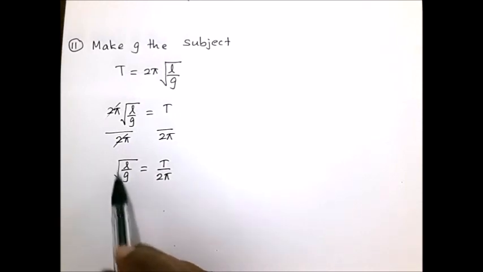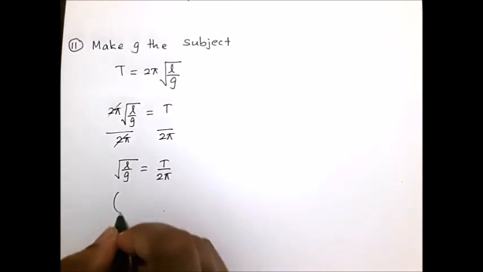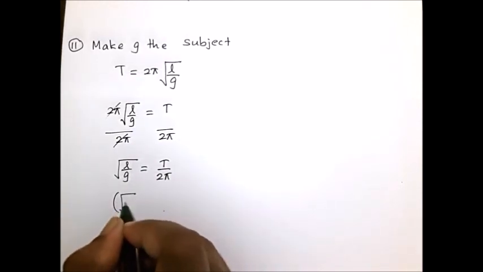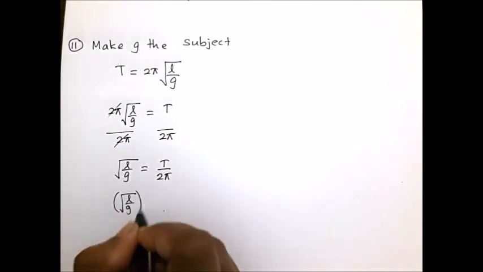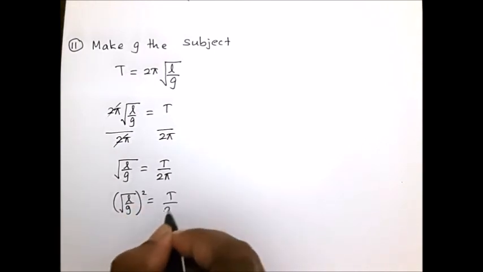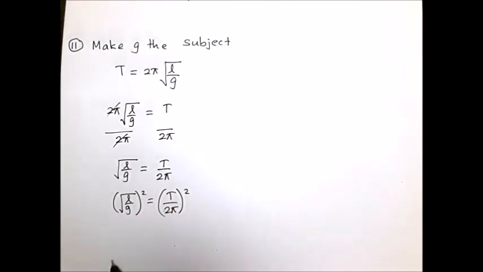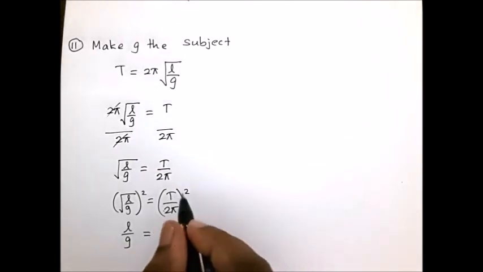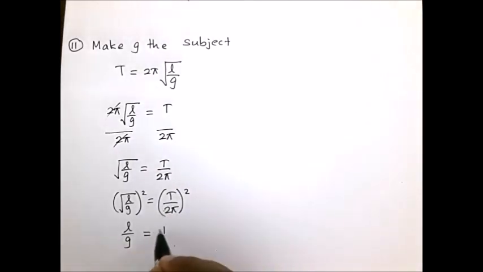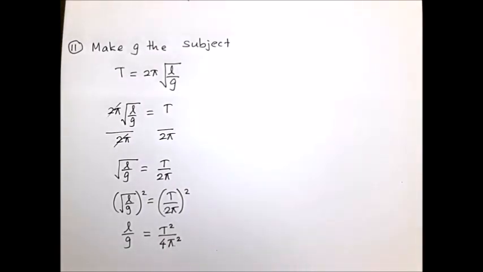Now we have to remove this square root symbol. So take the square of both sides. Square both sides of the formula. Here squared and square root cancel. L divided by G. Right hand side, remove brackets. T to the power 2, 2 to the power 2 is 4, and π to the power 2. Now I am going to take the reciprocal of both sides.